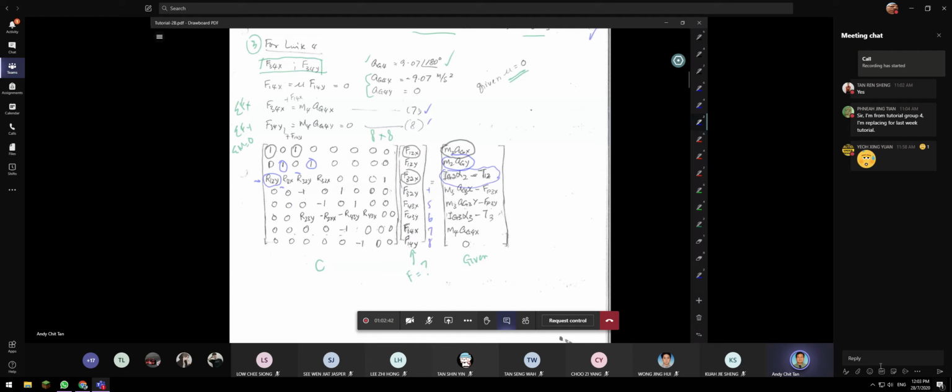So how to find this? F is equal to C inverse multiplied by R. Now this is very lengthy for hand calculation, so normally you have to use MATLAB.